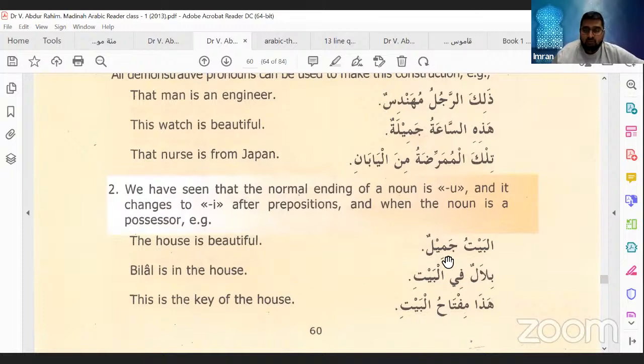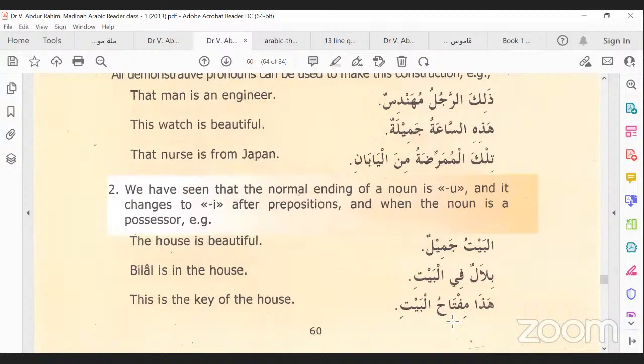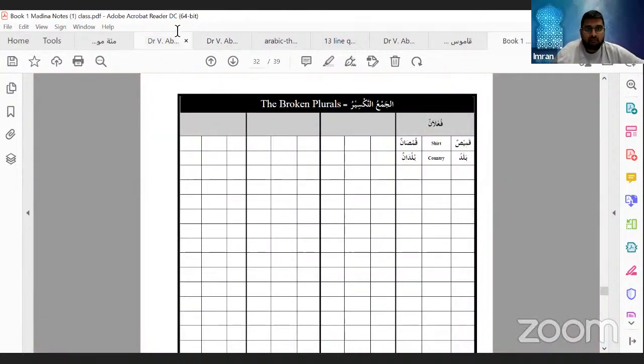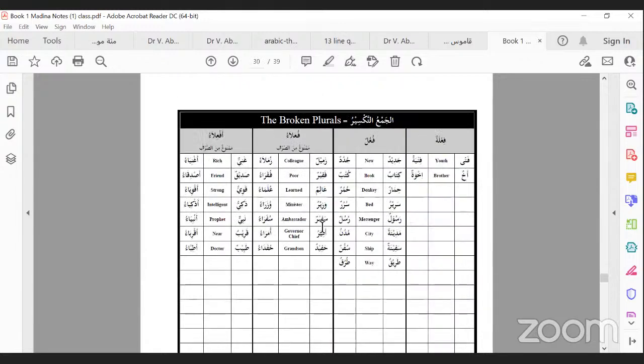So Jamilun is a single word. Miftahul bayti is a preposition coming as the khabar, "is in the house." Hadha miftahul bayti, this is the key of the house. This is mudaf ilayhi, and it's coming as the khabar. Mubtada and khabar. Mudaf ilayhi, mubtada and khabar. Yes. Double thing.